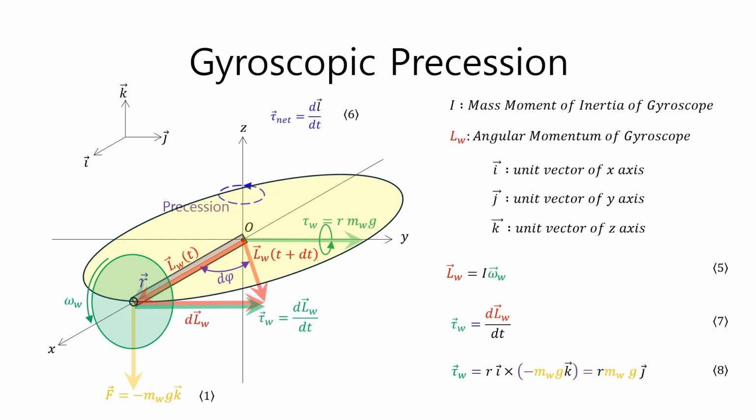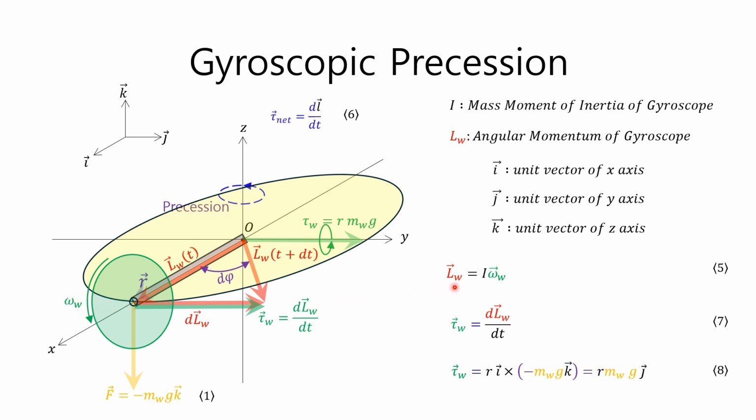As shown in the figure, if you release a gyroscope that rotates rapidly at a constant speed about the x-axis, the gyroscope will not fall to the ground, but will perform a rotational motion called precession along the circumference of the yellow circle centered on the z-axis, as shown in the figure. The reason the gyroscope does not fall is because it has an angular momentum vector Lw generated by the high-speed rotation of the gyroscope, as shown in equation 5.